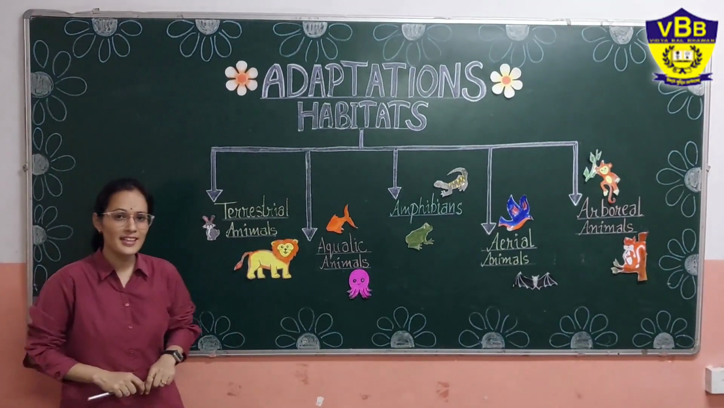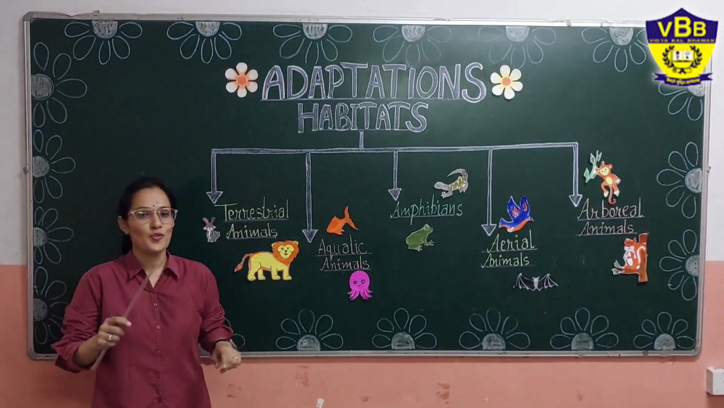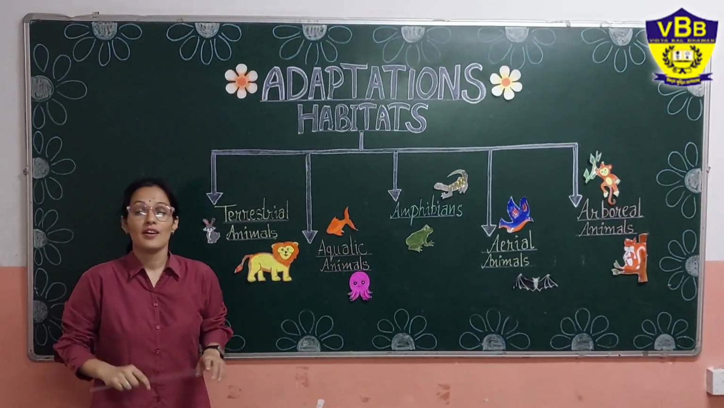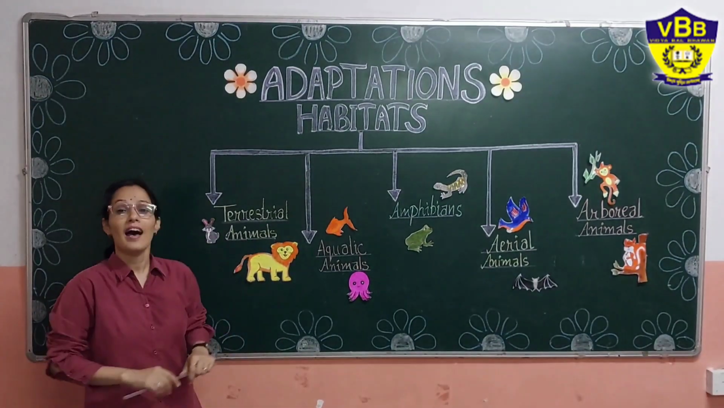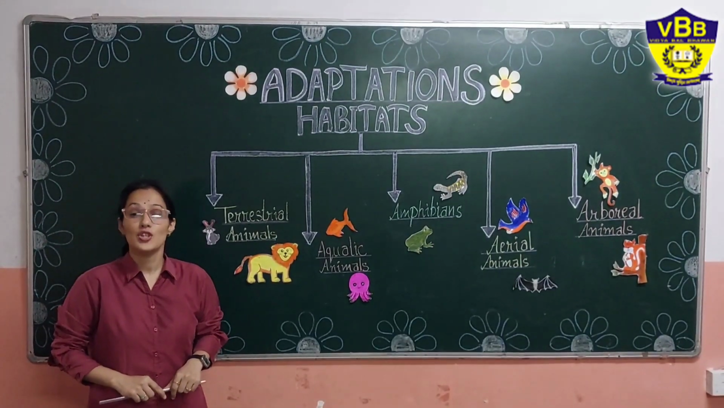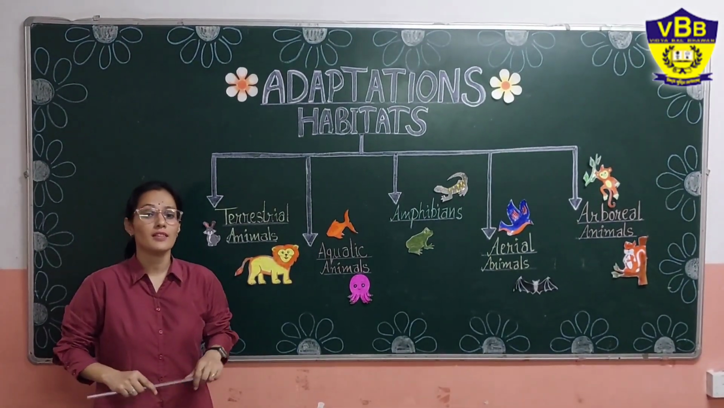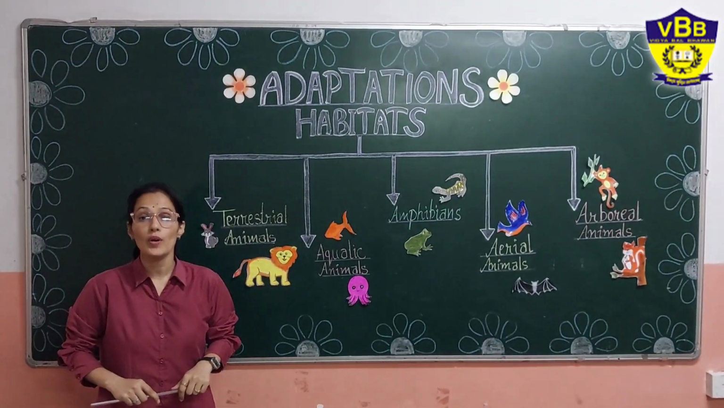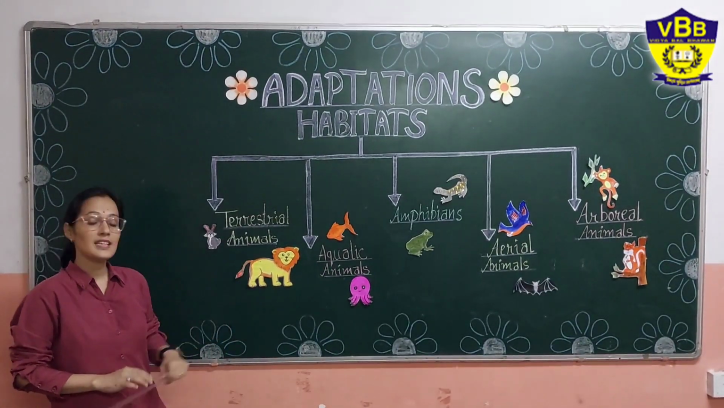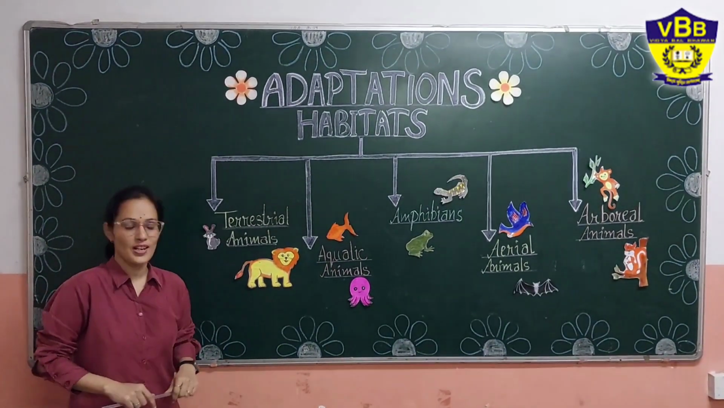Can you tell me other examples? Yes, very good. Elephant, yes. Deer, yes, very good. So there are lots of animals who can live on land. These are in the category of terrestrial animals.